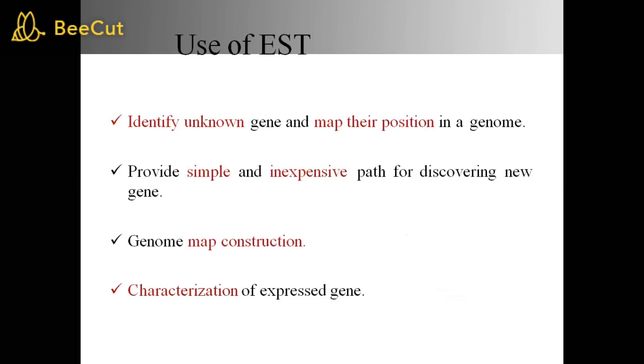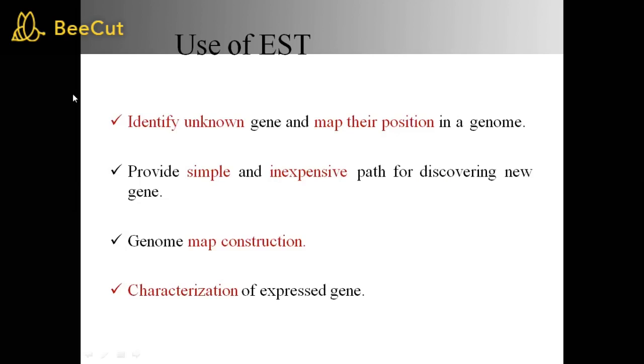Next are the uses of ESTs. These expressed sequence tags are used to identify unknown genes and map their positions in a genome. By using expressed sequence tags, we can identify an unknown gene and also map where that gene is located in the genome. They also provide a simple and inexpensive path for discovering new genes.